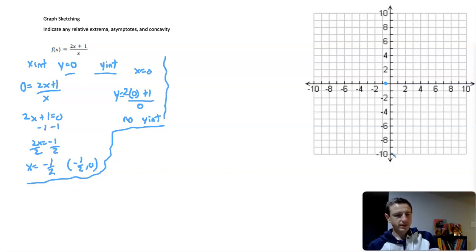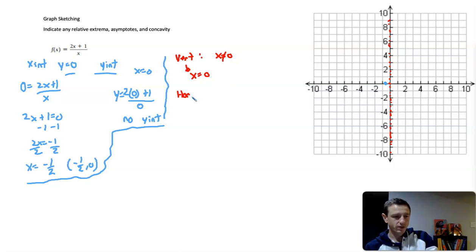So the next step would be to identify any sort of asymptotes. So let's look at vertical asymptotes first. A vertical asymptote is when we zero out the denominator. So what values would zero out the denominator? In this case, when x is equal to 0. So x cannot equal 0, so we have a vertical asymptote at x equals 0. That's why we don't have a y-intercept, because the y-axis is an asymptote in this case, because x equals 0.